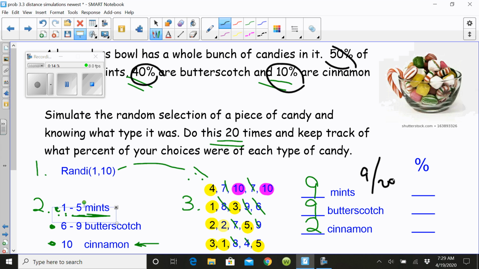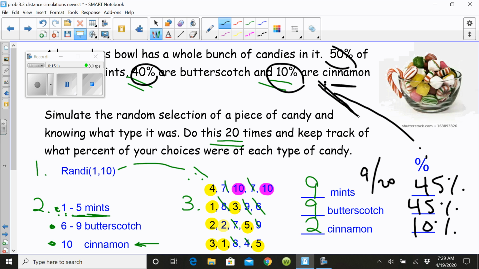I'm going to divide 9 by 20, 0.45. That's 45%. Well, this 9 for butterscotch is going to be 45% too, right? 9 out of 20. 45%. And then finally, 2 out of 20 is 0.10. That's 10%. And so my simulation shows that I got 45% of the time a mint, 45% butterscotch, 10% cinnamon. Now, that's not too far off from the actual percentages of candy that are in the bowl, right?